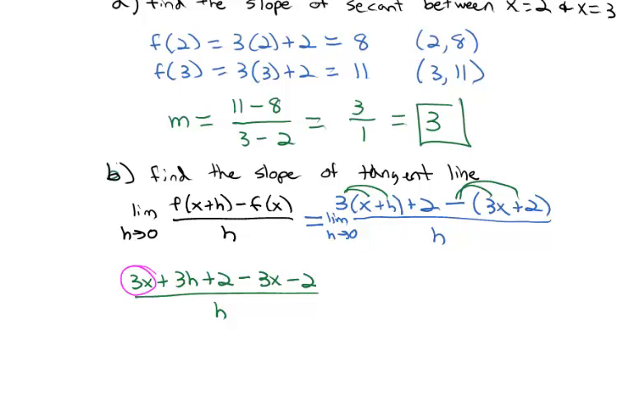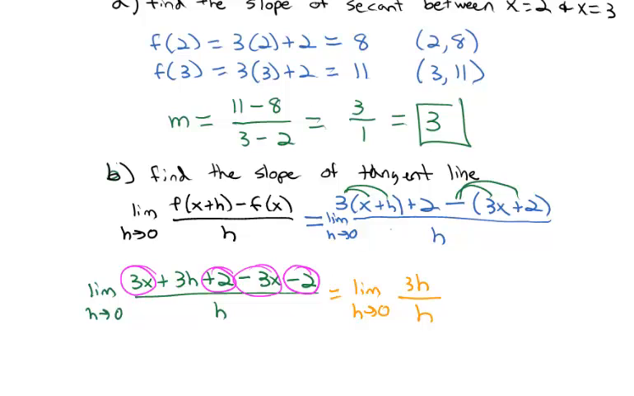You'll notice that 3x minus 3x is 0. Oops, what did I forget again? We need to have the limit as h goes to 0. Here we go. Then we have 2 minus 2 is 0. So what's left is the limit as h goes to 0 of 3h over h.